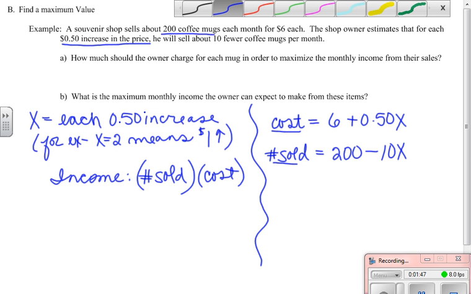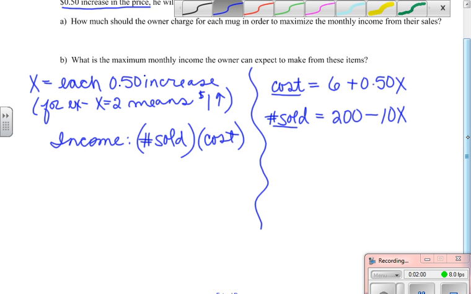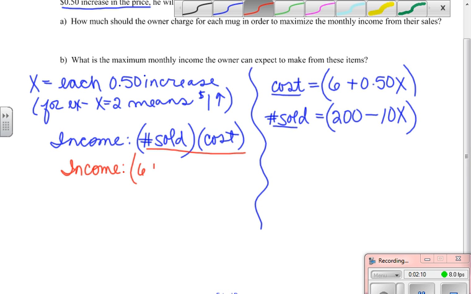So 200 mugs are sold for $6 each, and he will sell 10 fewer for every increase. Those two expressions represent our income. If we take these two items and put them into this, our income is going to become something like (6 + 0.50x)(200 - 10x).